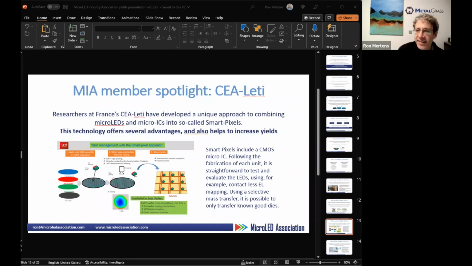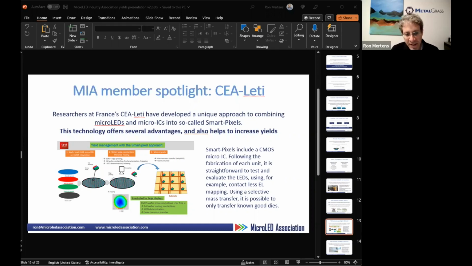The next company is CEA-Leti. This is a research institute in France. They have been active with micro-LED R&D for many years. And here the researchers have advocated for a long time a unique approach to combine micro-LEDs and micro ICs to create what they call a smart pixel, which is a small display engine that includes a CMOS micro IC, the controller, and the LEDs on top of it. So each of these individual pixels can then be moved to the final display backplane.